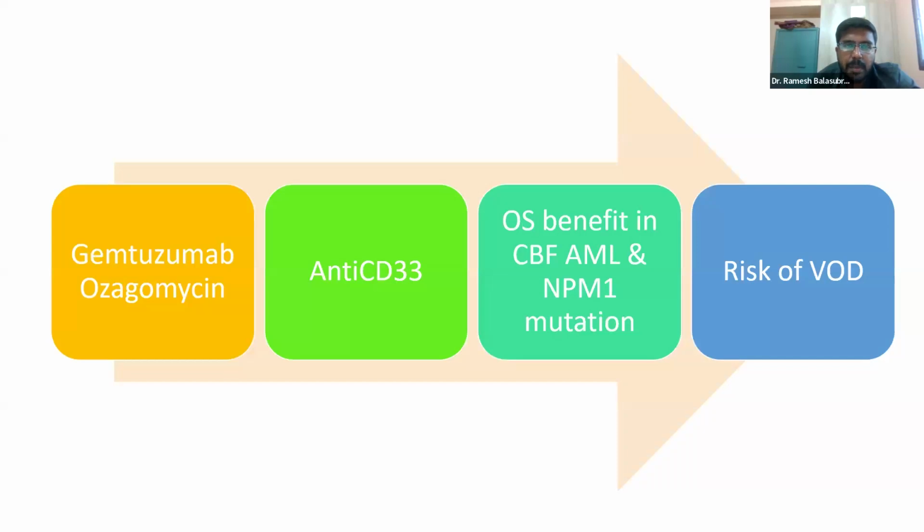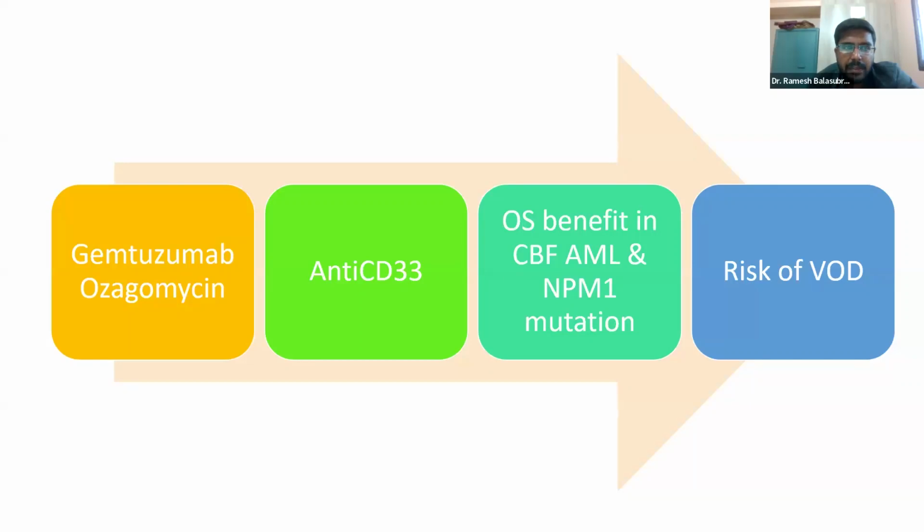Next, we have gemtuzumab ozogamicin, which is the anti-CD33 molecule. This is with a payload, similar to inotuzumab. It has shown overall survival benefit in patients with core binding factor leukemia, that is translocation 8;21, inversion 16 AMLs, and patients with AML with NPM1 mutation.